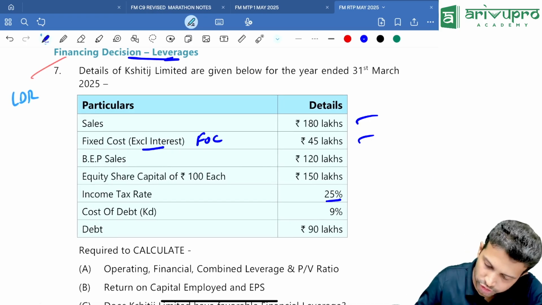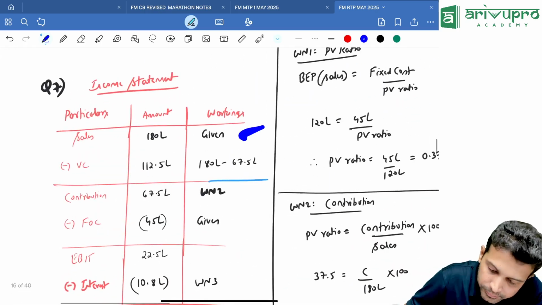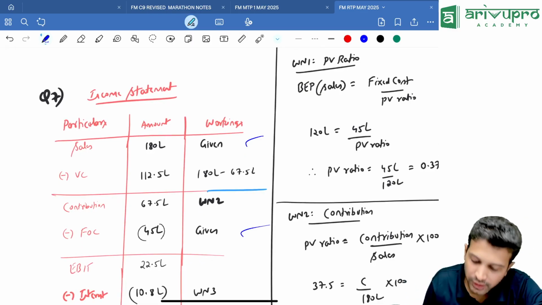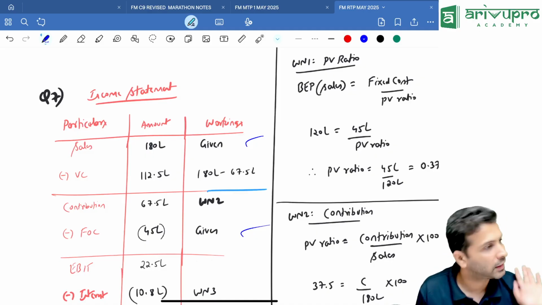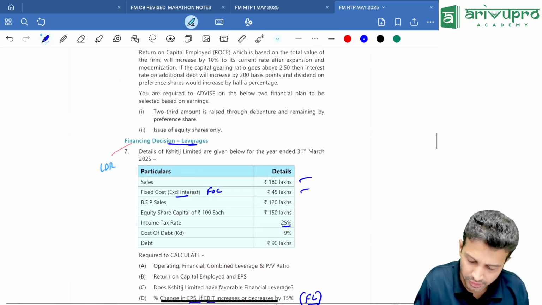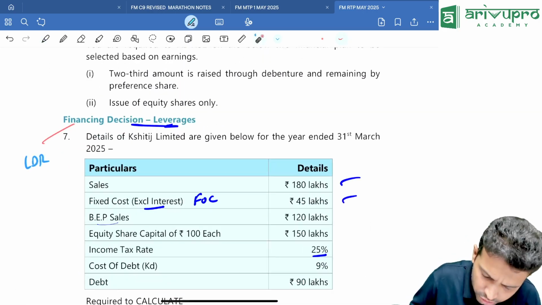So sales is how much? 180 lakh given. And then they have given fixed operating cost, 45 lakh. These two they have given. Fine, sir. So now let's see. I think this is only relevant. Then we will see the missing figure, how to find out. And now they have given break-even point sales. Good enough, this is good for me to start.